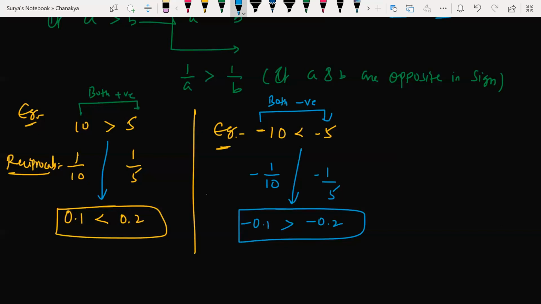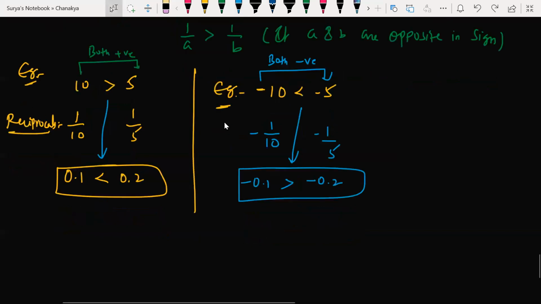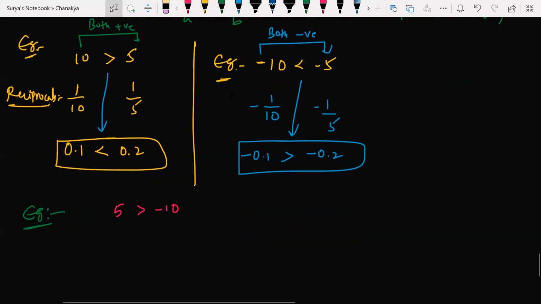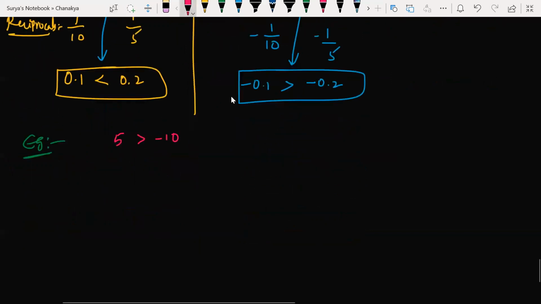Here both positive, both negative, we have same signs, and the inequality is going to change. Now let's say that 5 is greater than -10. Correct or not? 5 is greater than -10. Both are having opposite signs or not?